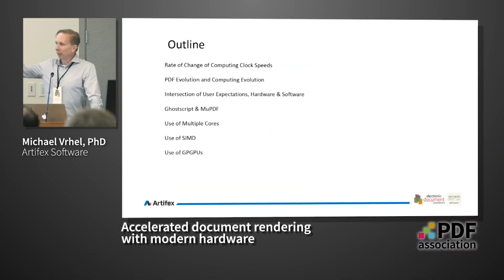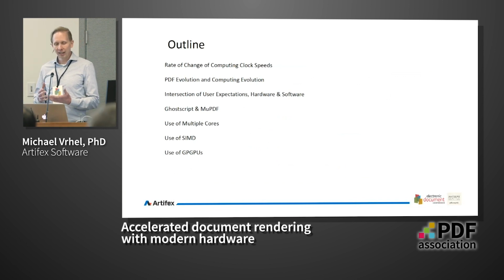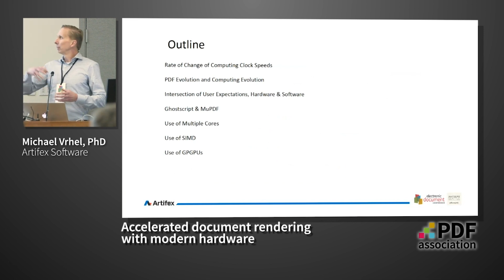I'm going to start talking first a little bit about motivation. Why do we want to talk about this? Why is this an interesting thing? The focus is that over the last 20 years or so, or actually 30, 40 years, the rate of change of computing clock speeds has changed, and that has driven some things in the hardware industry of computers. And it's interesting to look at the evolution of PDF overlaid on top of that change.